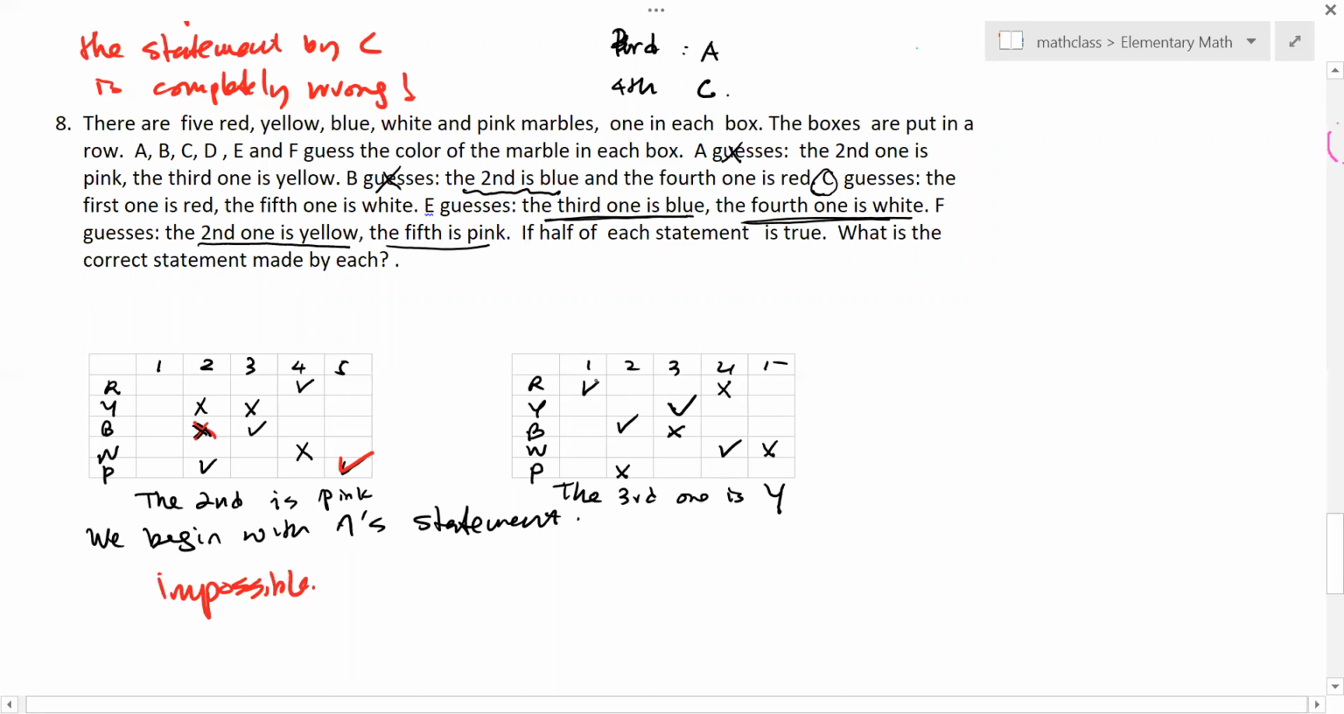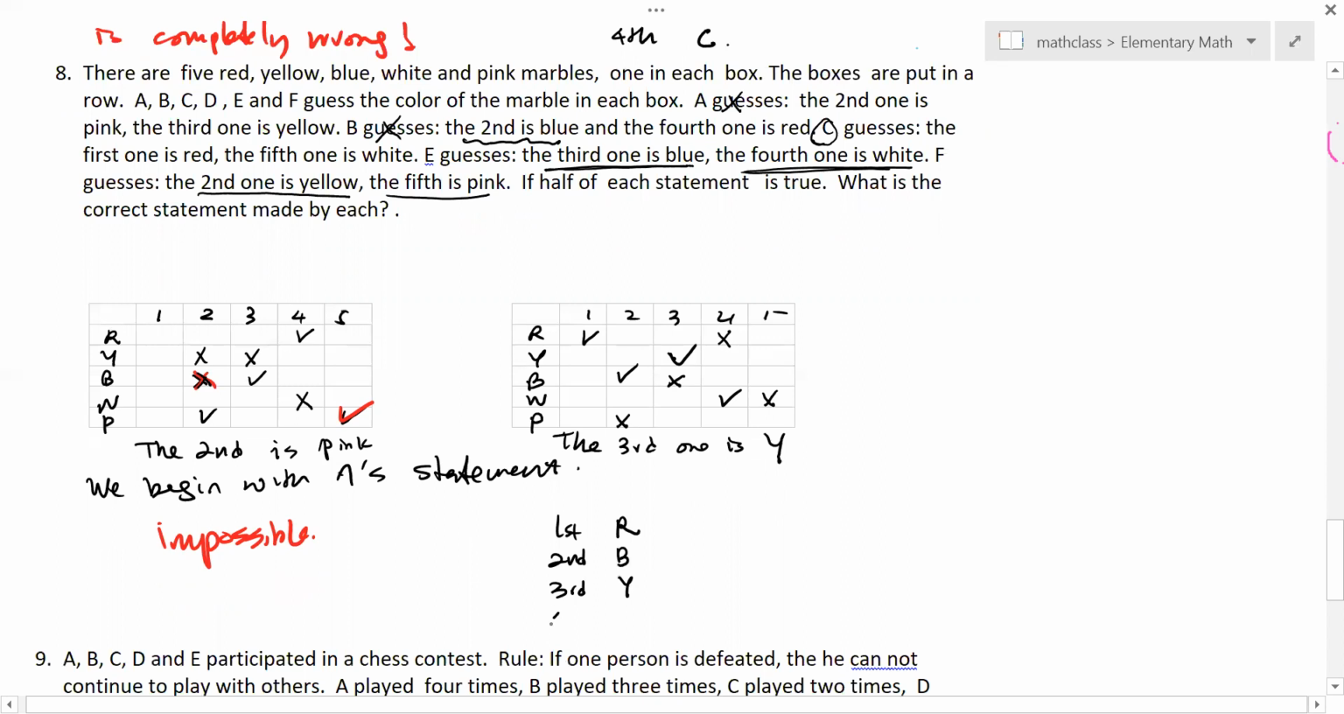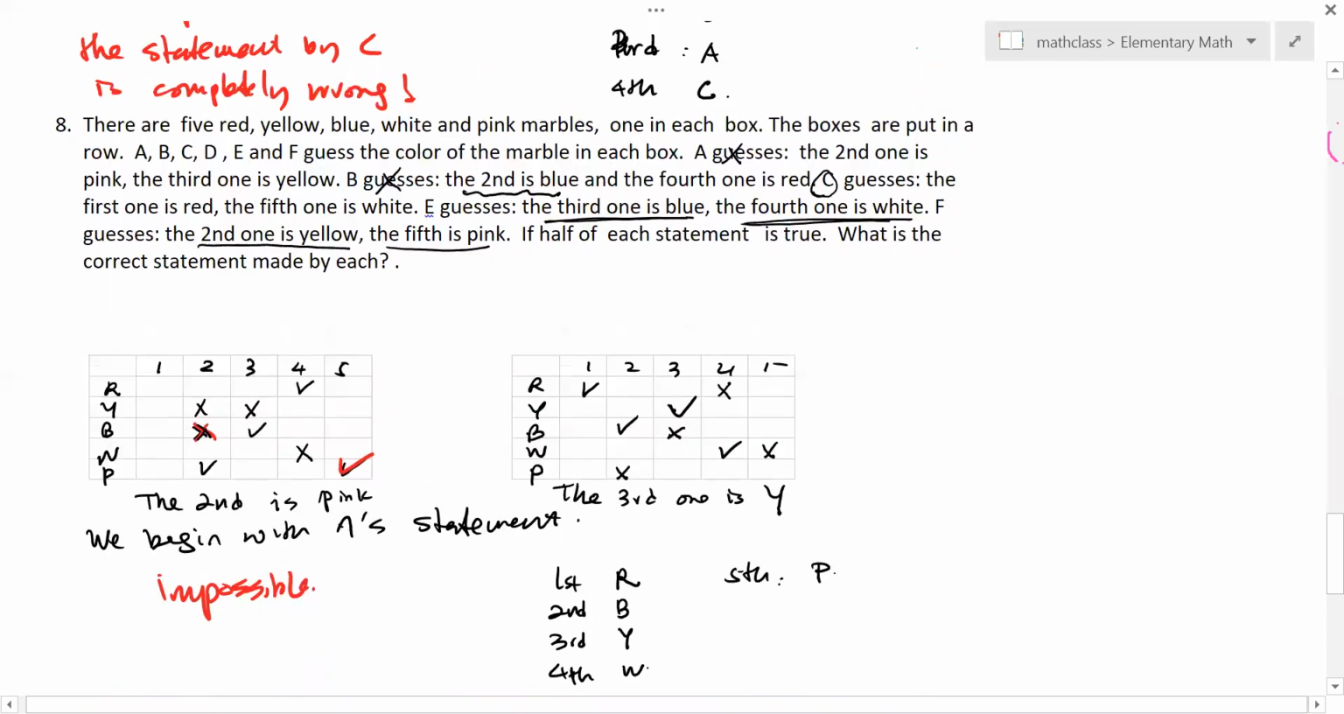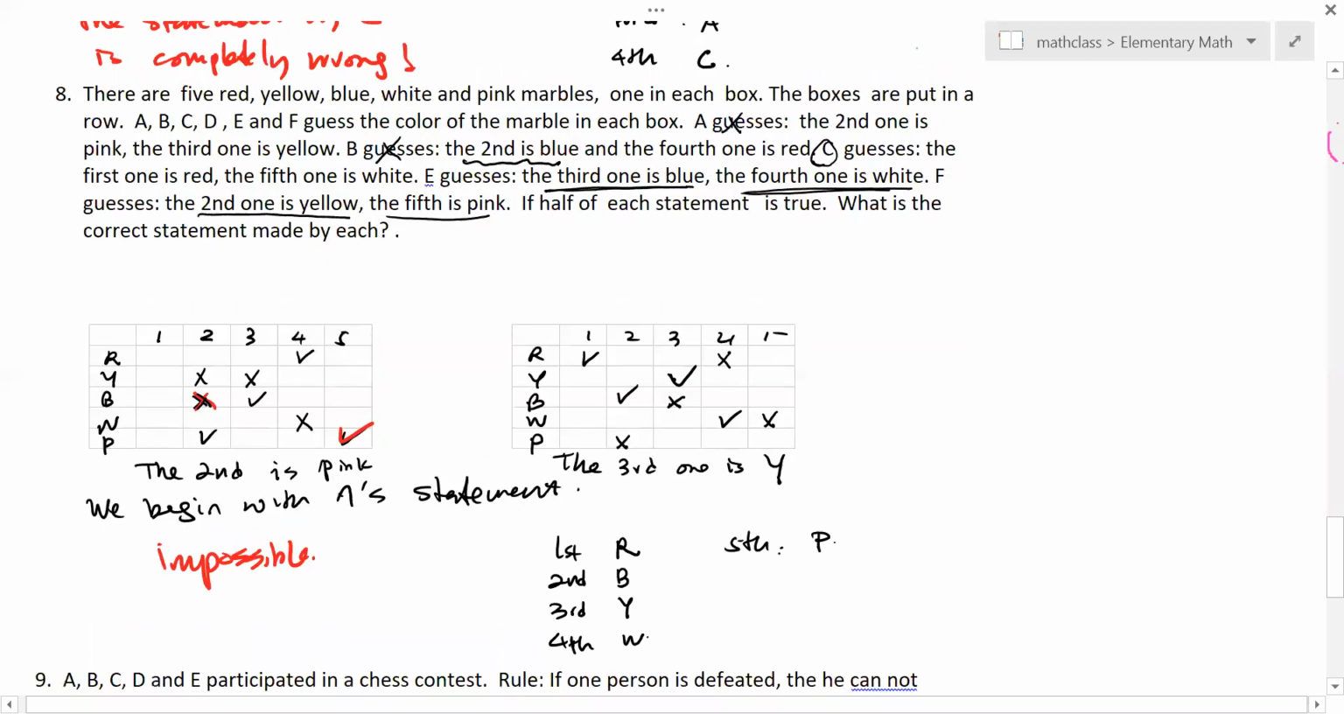We are almost, I think we did all of them, right? Not yet. Yeah, I think so. So based on this information, you will see that the first box is red, the second box is blue, the third box is yellow, the fourth box is white, and the fifth box should be pink, okay? Sometimes you have to go through the rest of them, because maybe you get a contradiction. I think this could be correct. We stop here. R, B, Y, W, and P, okay?